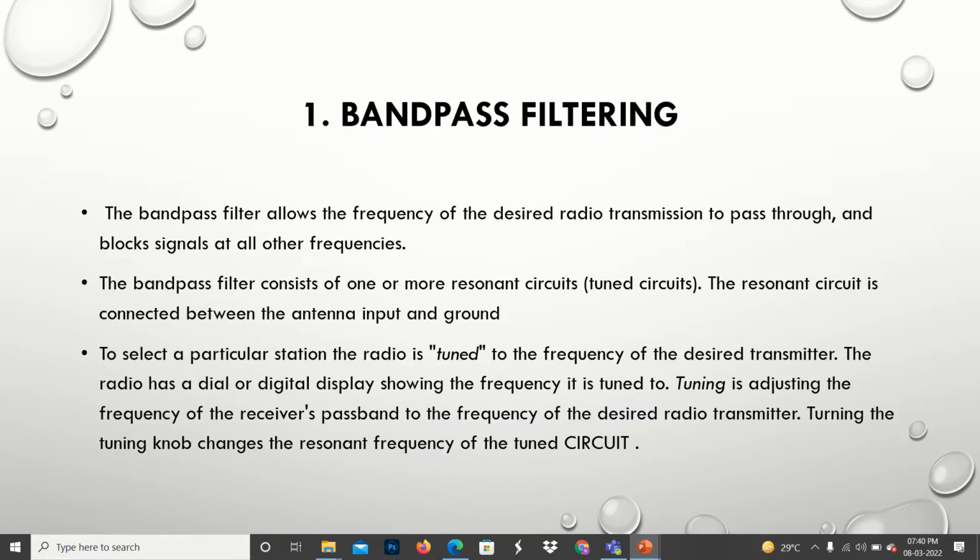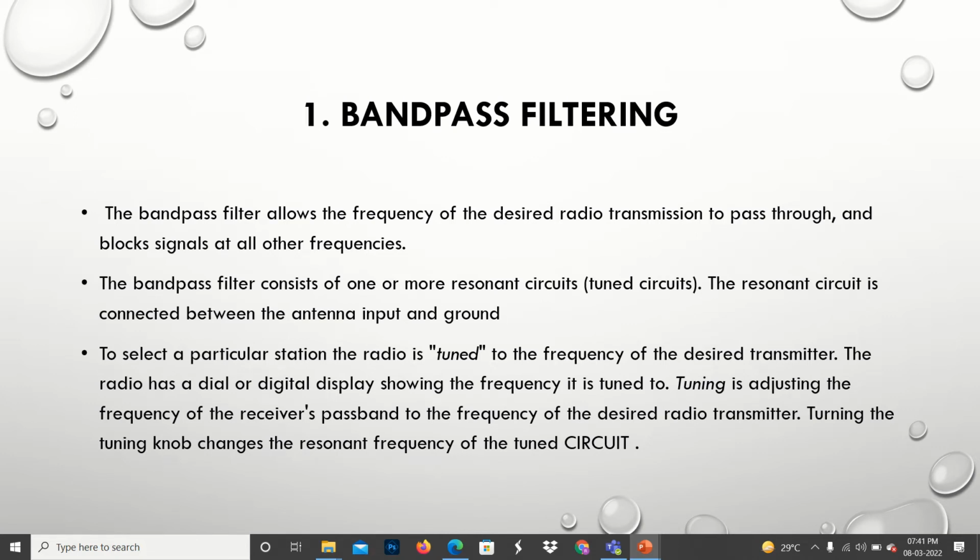Now, first, band pass filtering. The band pass filter allows the frequency of the desired radio transmission to pass through and blocks signals at all other frequencies. The band pass filter consists of one or more resonant circuits, or tuned circuits. The resonant circuit is connected between the antenna input and ground.